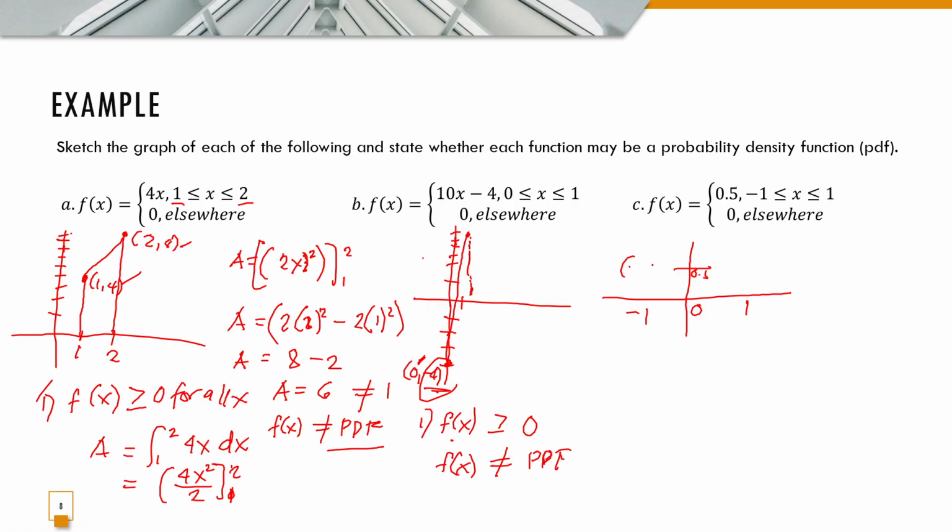When we substitute the value for negative 1, the result is 0.5. And when we substitute the value for 1, it is still 0.5. So this follows that f of x is greater than or equal to 0. That's correct in this case.